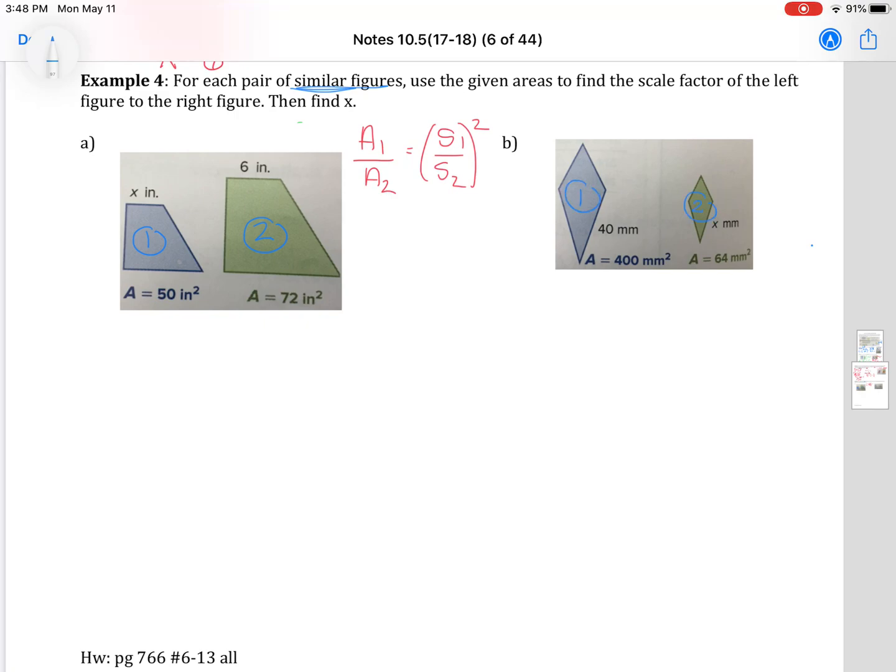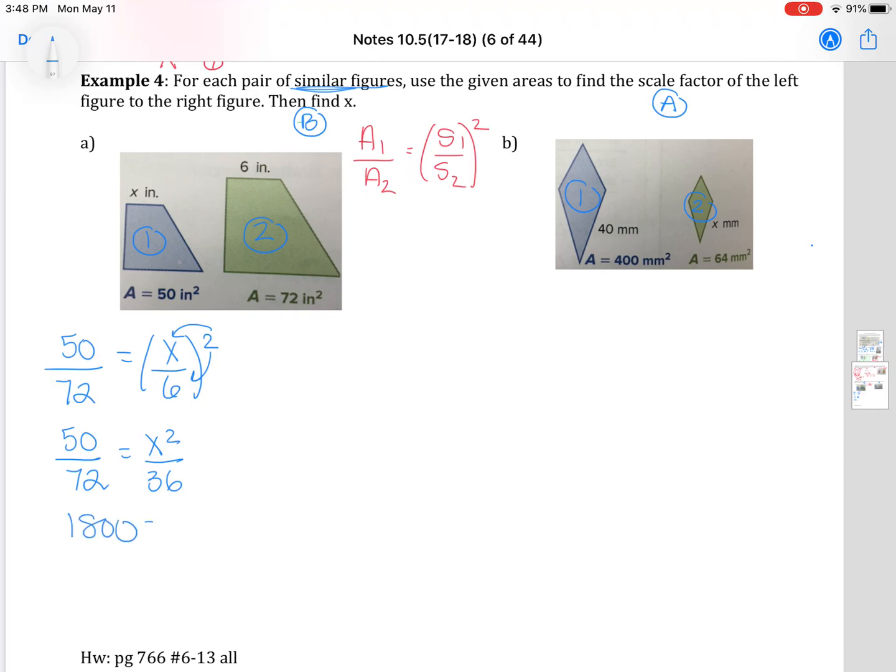So I'm just labeling these 1 and 2. And we are finding two things. So we're finding scale factor and we are finding x. So 2 values. So we have what we have here. We're going to plug it in. So we have 50 area over 72 equals x over 6 quantity squared. We're going to square each of those terms. And we end up with x squared over 36.